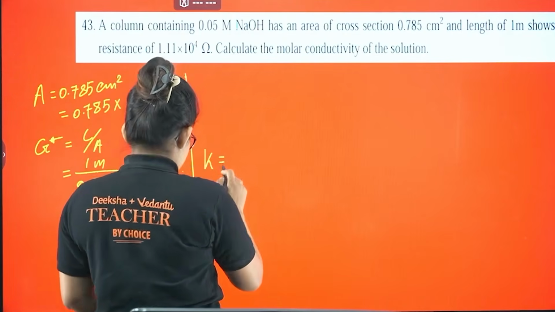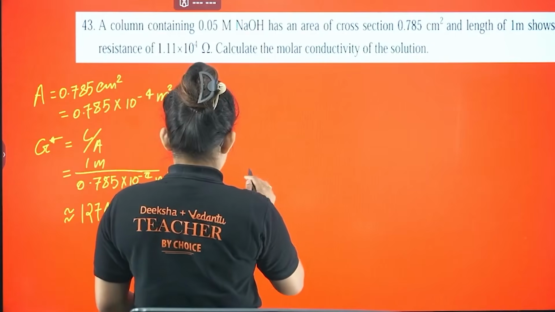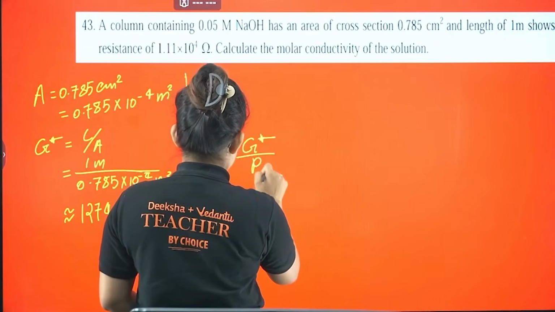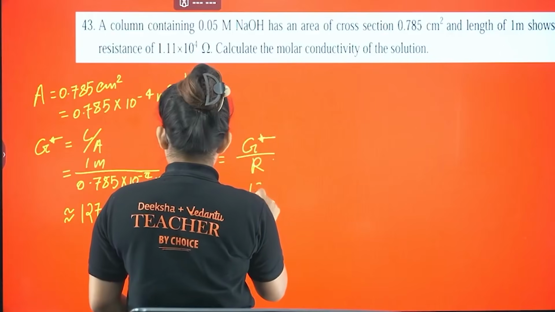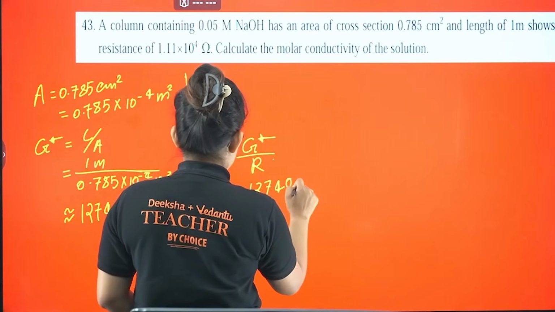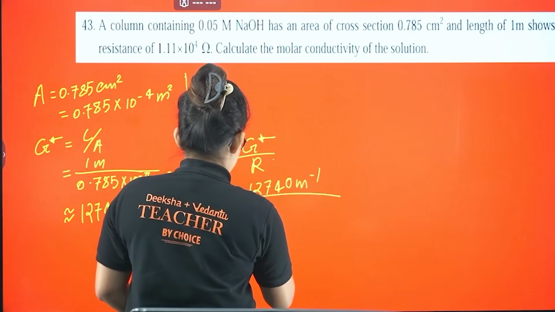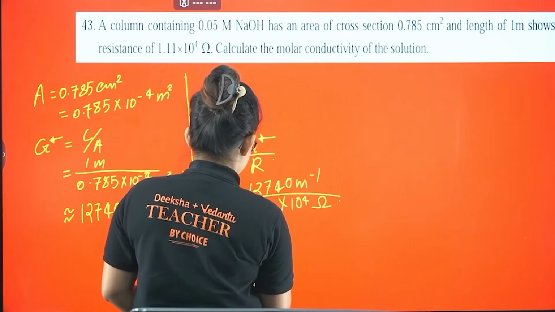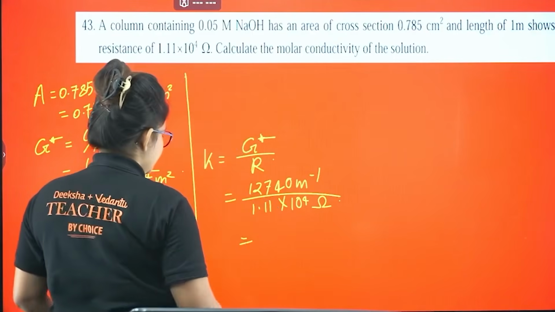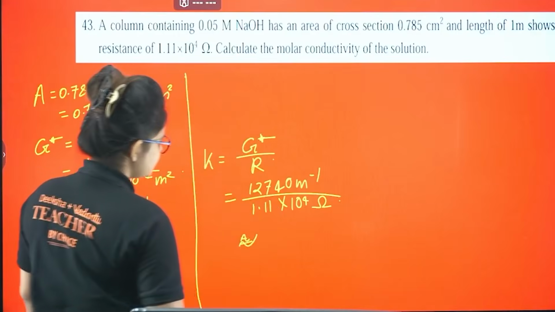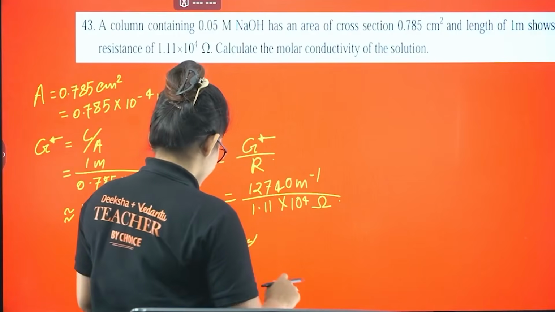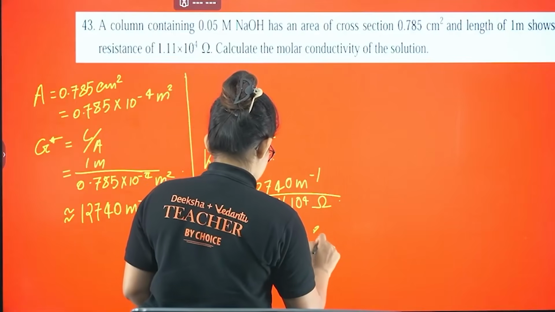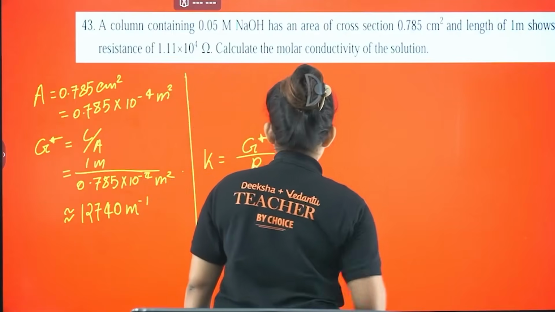If I want to calculate kappa, kappa is basically equal to G star by R. The G star value is 12740 meter inverse divided by 1.11 into 10 power 4 ohm, right? From here, if you calculate, kappa will come up to be something like 1.148 Siemens per meter, right?